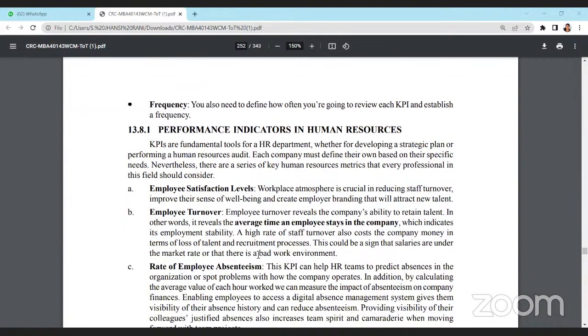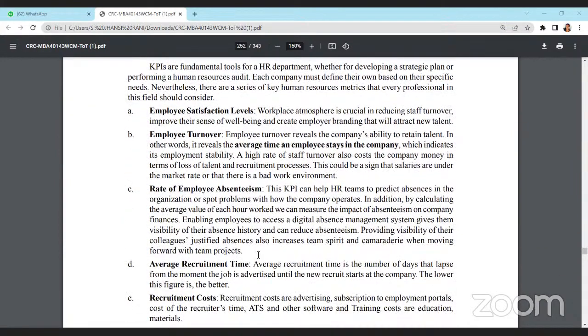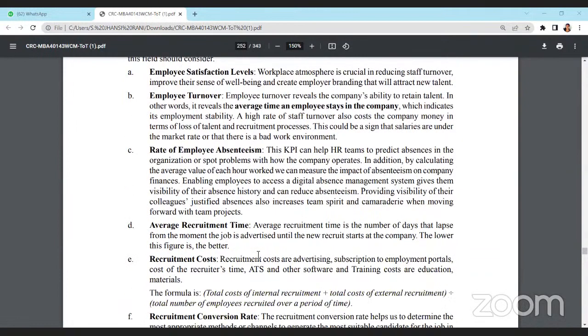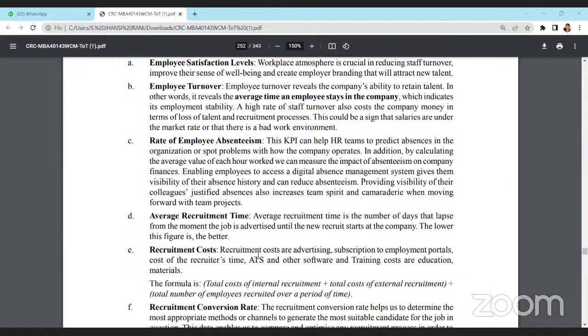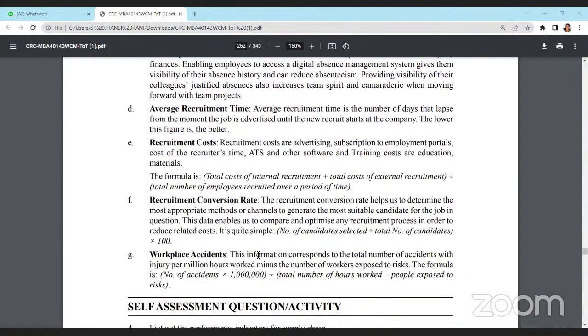Key performance indicators in human resources. Under that, we have employee satisfaction levels, employee turnover, rate of employee absenteeism, average recruitment time, recruitment cost, recruitment conversion cost, workplace accidents.